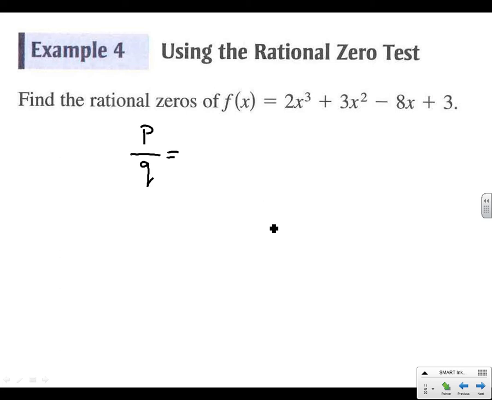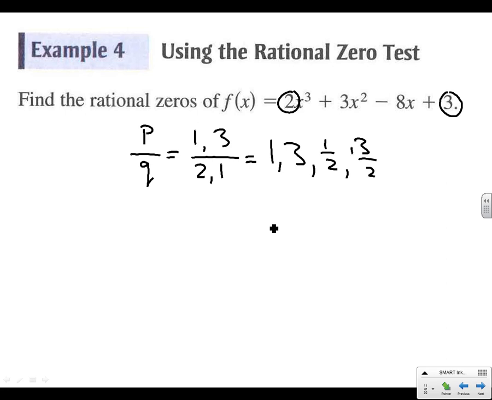Factors of the last term, 3, are 1 and 3. And factors of the leading term are 1 and 2. So 1 divided by 1 is 1, 3 divided by 1 is 3, 1 divided by 2 is a half, and 3 divided by 2 is 3 halves, plus and minus on all of them. Those are all the possible rational zeros.